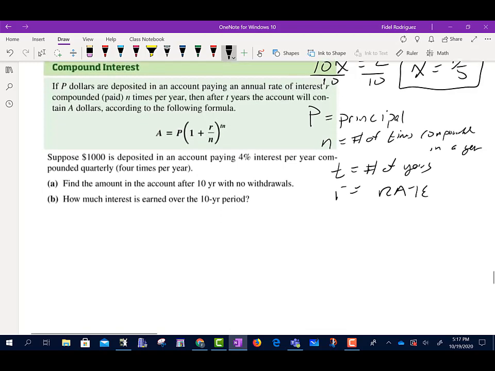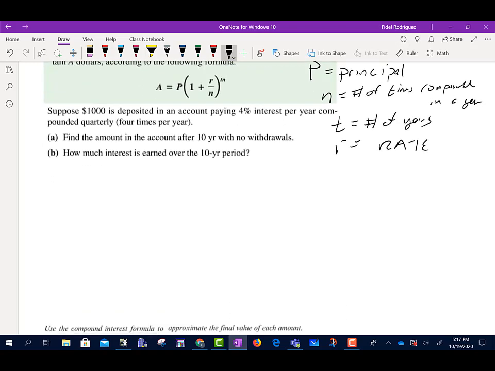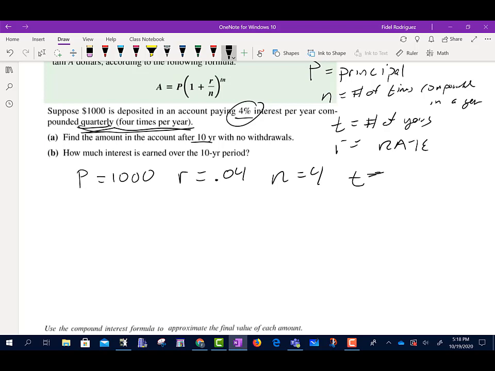So it says, suppose $1,000 is deposited into an account paying 4% interest, compounded quarterly, 4 times a year. Find the amount in the account after 10 years with no withdrawals. Okay, so the amount of money we're investing is 1,000. My interest rate is 4%, as a decimal that's 0.04. If it's being compounded quarterly, that is 4 times a year. And T, we're looking here for 10 years.